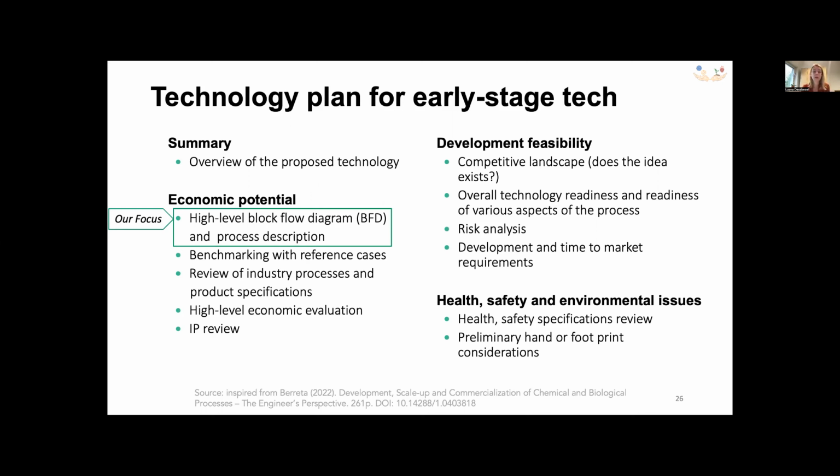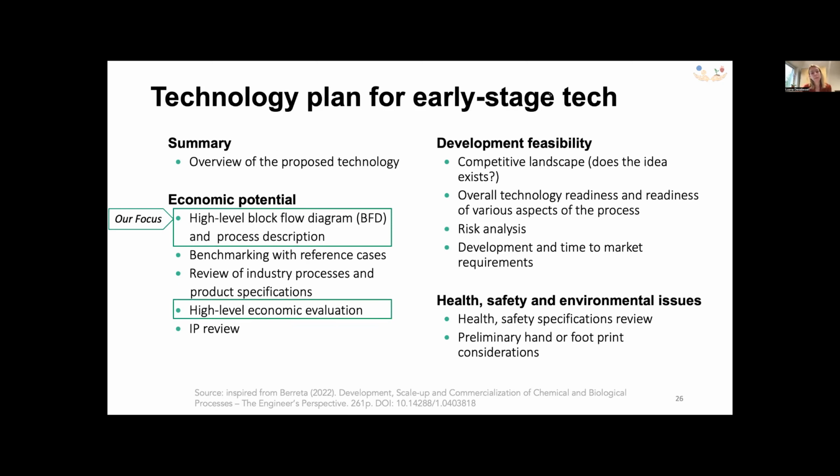Remember we talked about technology readiness levels in the previous lecture. So we are at the technology readiness level, perhaps 3 or 4. We are still very early. We may be thinking about the pre-pilot, but we can look at the lab results and create this block flow diagram from the lab results.